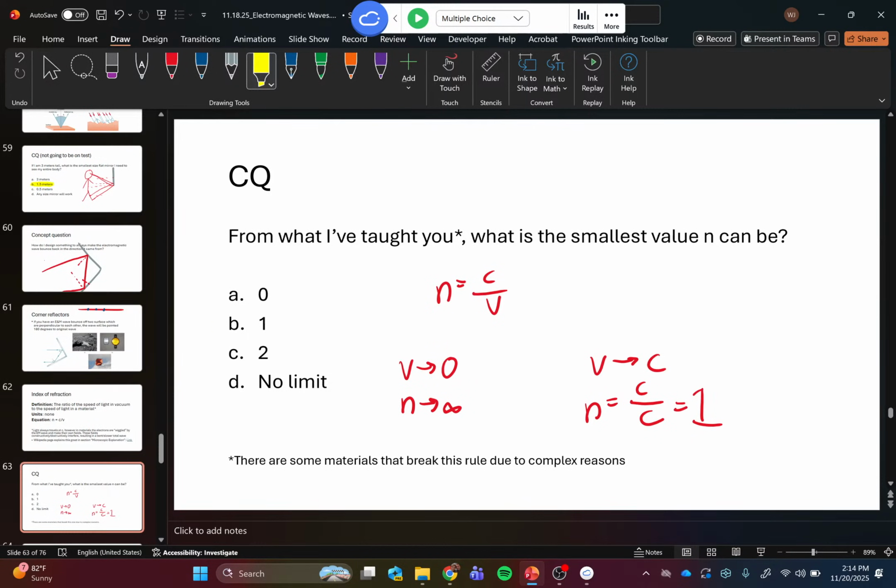So, it's 1. Now, there are some materials that break this rule. Light does not travel faster than the speed of light in those materials. It represents a different kind of velocity. You got to get more into the details of it. And these are like really weird materials. It's like helium doing weird things. I don't even remember. Check out the Wikipedia page.